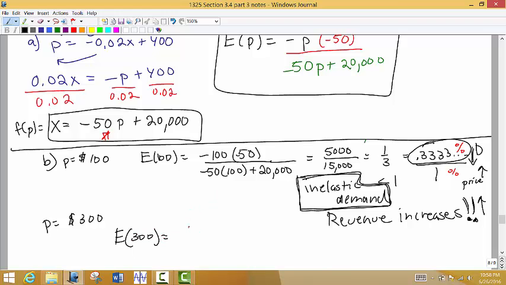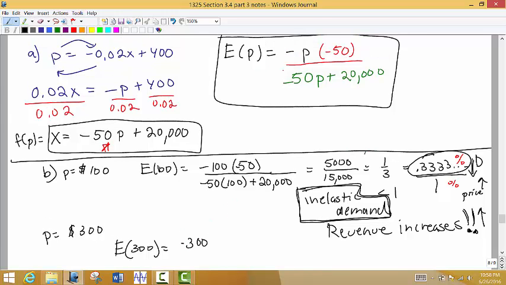So we're going to plug in 300 now in place of P. So I'm using my function here, E of P, so E of 300, that's my price. So then I get negative 300 times negative 50 divided by negative 50 times P of 300 plus 20,000.